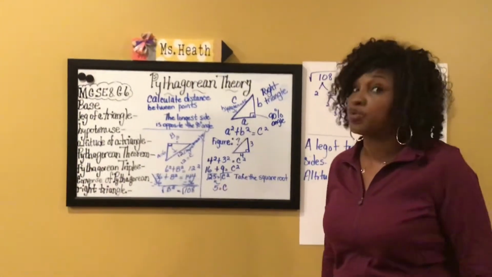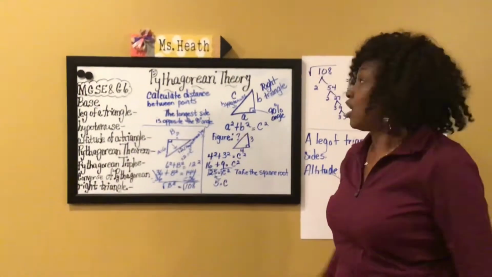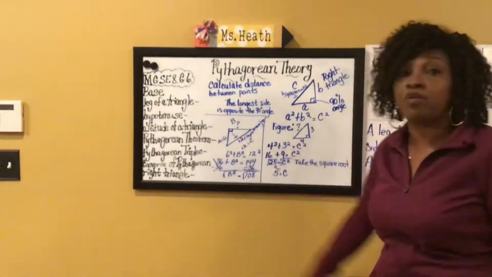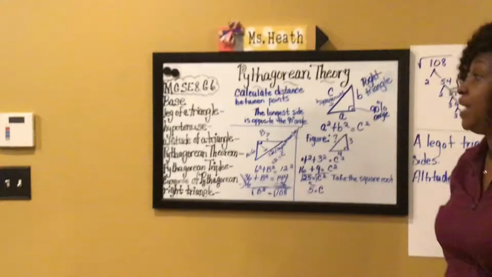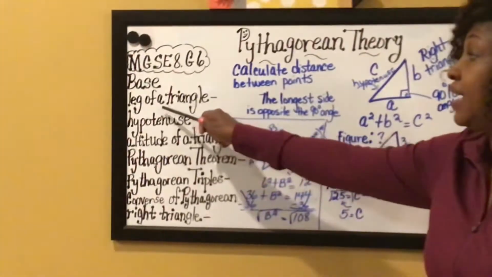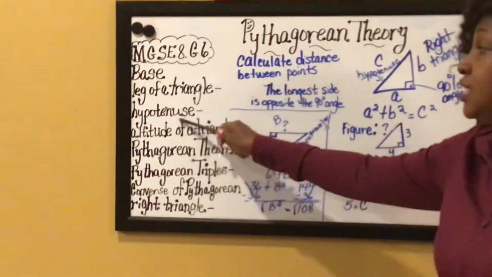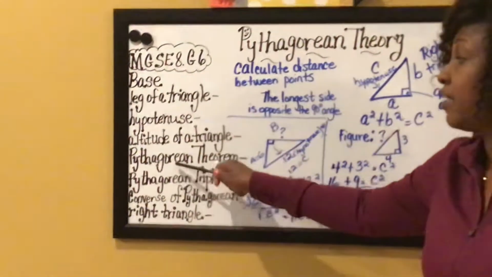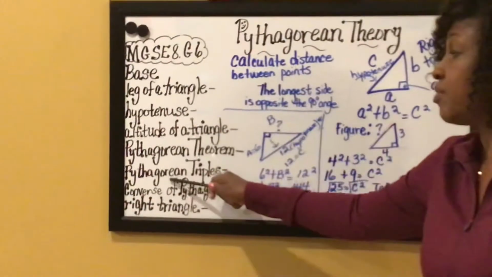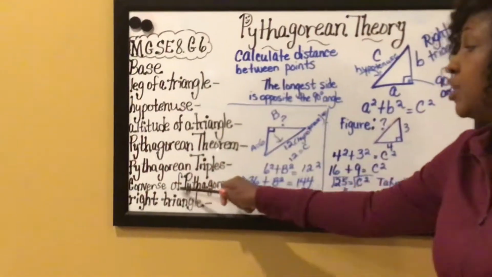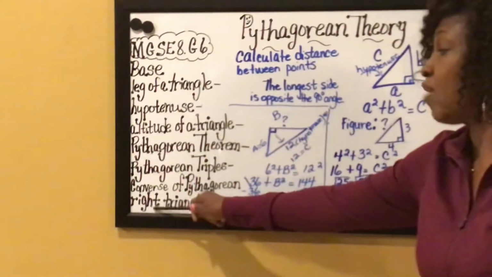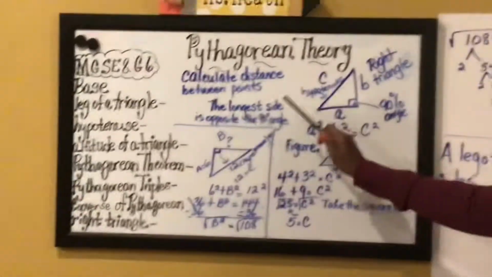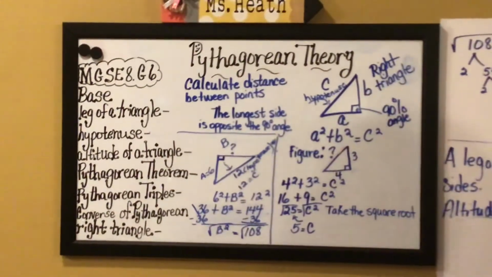Now remember, this is a review. We're going to talk today about the Pythagorean theorem. These are our vocabulary words that you should be somewhat familiar with: base, leg of a triangle, hypotenuse, altitude of a triangle, Pythagorean theorem, Pythagorean triples, converse of Pythagorean, and right triangle. For today, let's focus on the Pythagorean theorem.